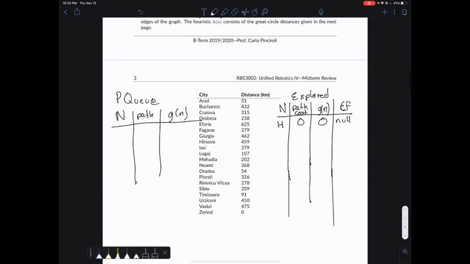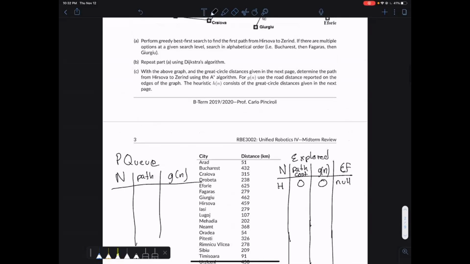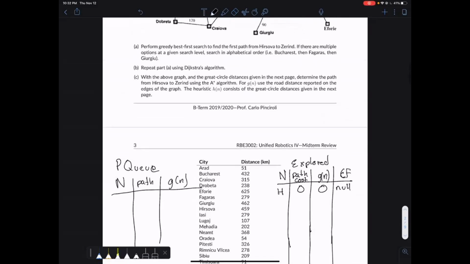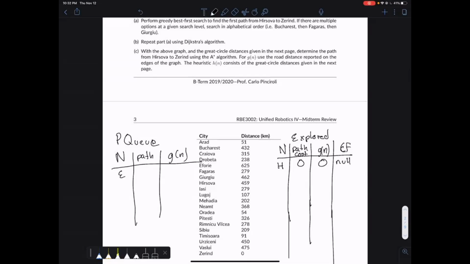Our next step, since we've now popped h off, is to add its neighbors. The 2 neighbors we're going to add in are node E, whose path cost is going to be 86, and then its g of n is going to be the g of n of the last node plus its path cost. So in this case, it's going to be 0 plus 86, which is 86.